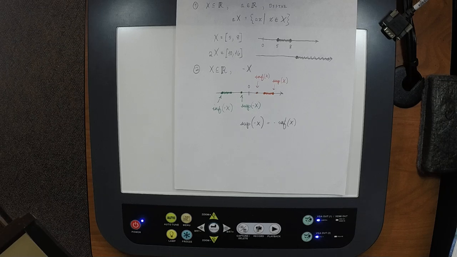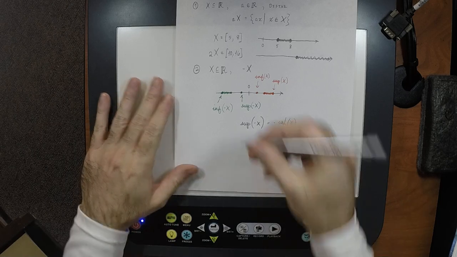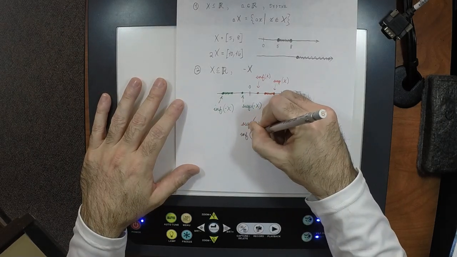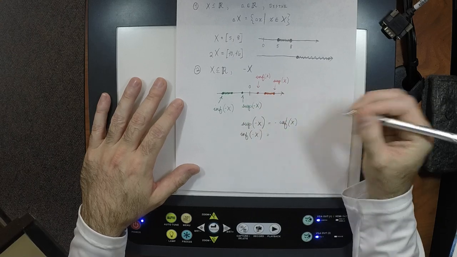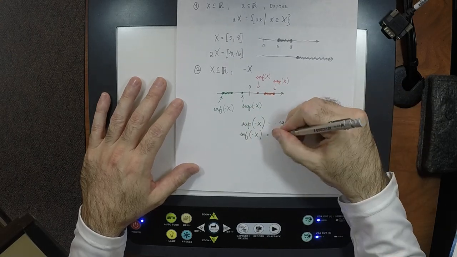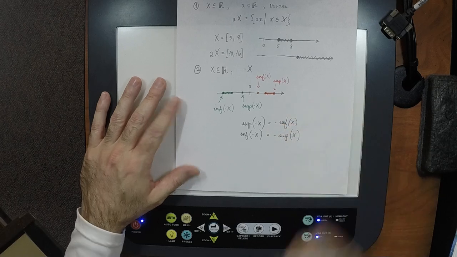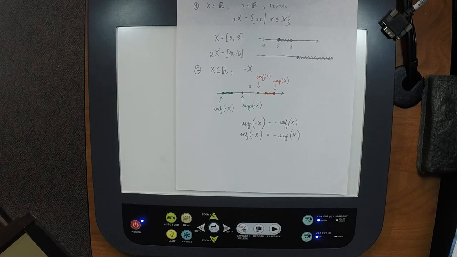Similarly, the other way around, which is to say, what is the inf of negative x? It's the negative sup of x. Okay, so then factoring negations out, in and out, changes inf to sup and vice versa. Okay, that's interesting.